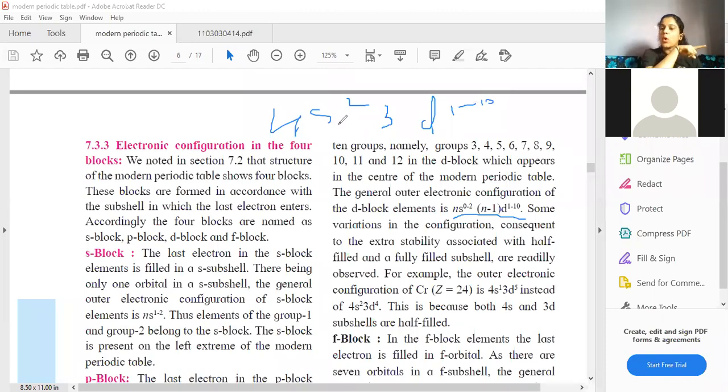You all remember that chromium and copper example that we discussed. If D orbital, or any orbital, is half or fully filled, it is more stable. Yes or no? So in case of chromium, expected configuration was 4s2 and 3d4, but what happens in reality is that one electron from 4s will go to that D. So it becomes 4s1 and 3d5. Similarly with copper. So students, for S, there are two possible values, 1 and 2.